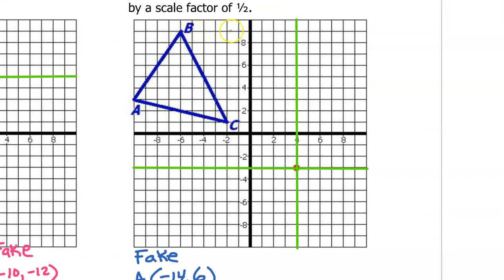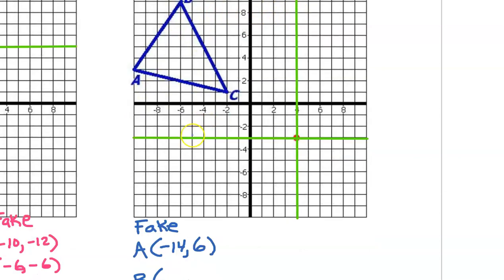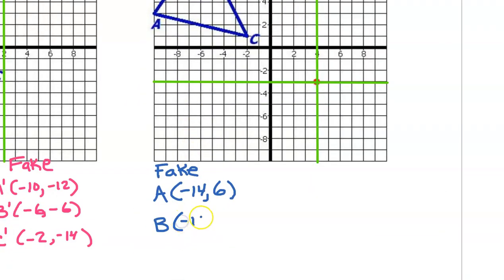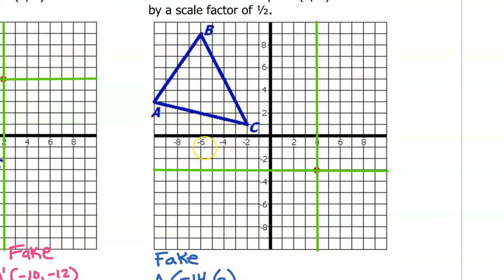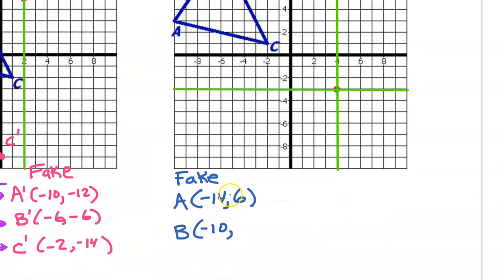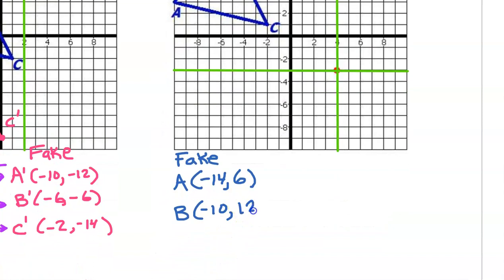How about fake B? Okay, point B is, all right, it's 6 and then an extra 4, so that's a total of 10. So point B is left 10 if counting from the green line. And okay, let's see how far up this guy is. It is 9 units above the black line, and then an extra 3 units for a total of 12.